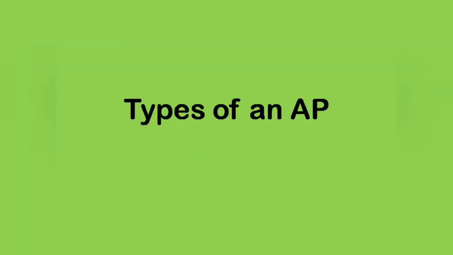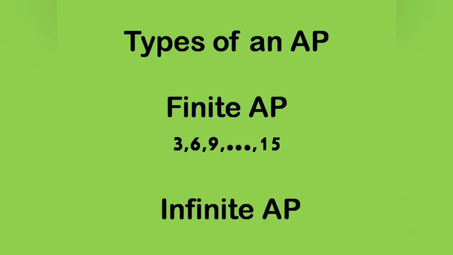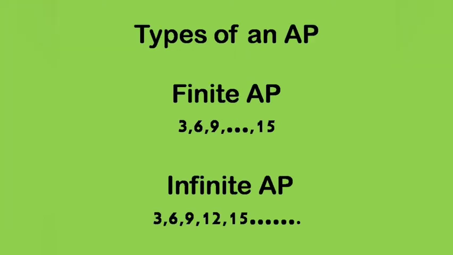Next we have types of an AP. AP can be finite where we know the last term. Look at the example 3, 6, 9 and the last term is given as 15. So this is finite AP because we know the last term. Another type is infinite AP when we are not aware of the last term. When the series goes on and on like the collection 3, 6, 9, we are talking about multiples of 3. So 3, 6, 9, 12 and it goes on and on. So this is infinite. This is an example for infinite AP.